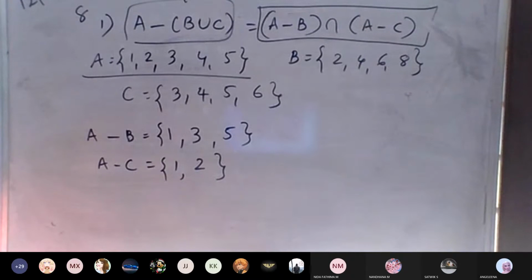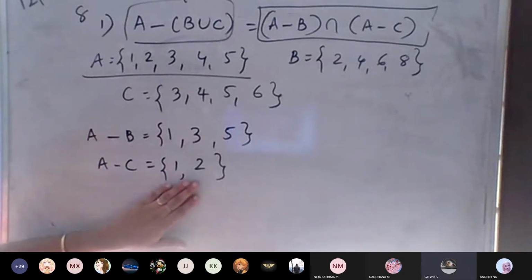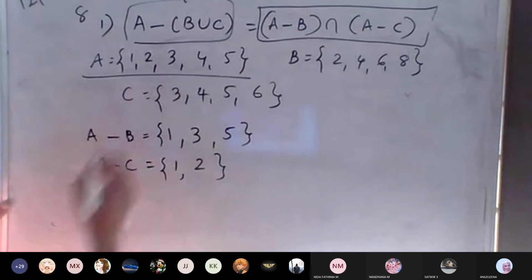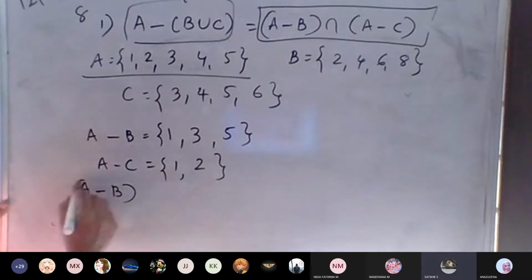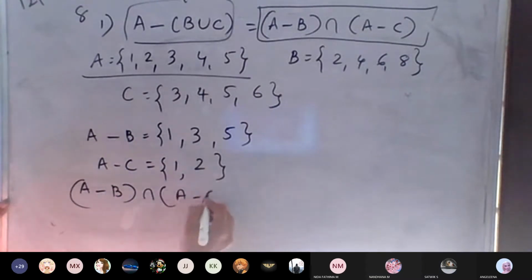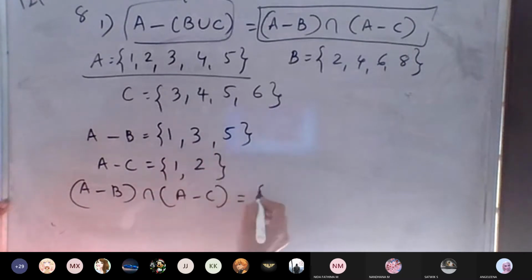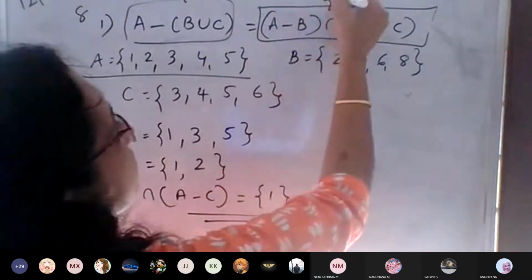Answer is 1. Is it correct or wrong? 1, 2. Yes, ma'am. So we have to find out A minus B intersection A minus C. It is 1 only. So here also we got the answer as 1.